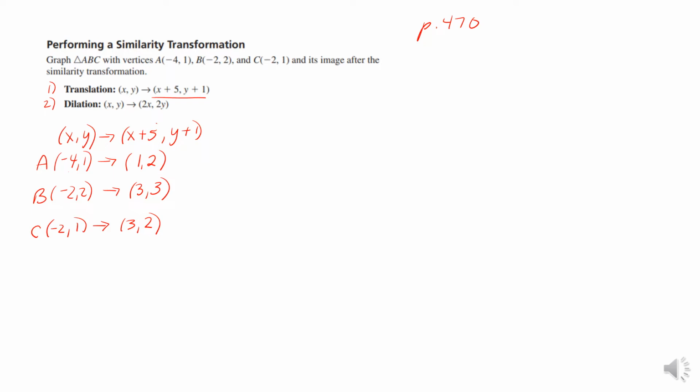Now we're going to do the second step, which now becomes our original x, y, and the change they want us to make is 2x, 2y. So we're going to go from here and do 2 times each of these points. So 2 times 1 is 2, 2 times 2 is 4, 3 times 2 is 6, 3 times 2 is 6, and 2 times 2 is 4. And now we're ready to look at their picture.